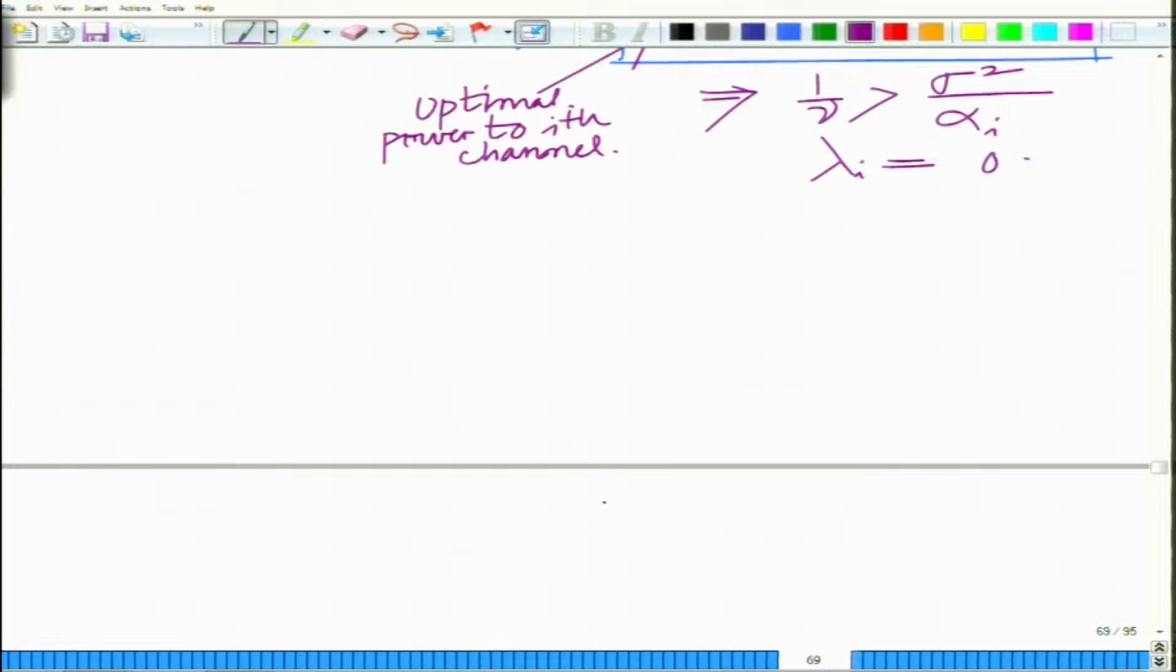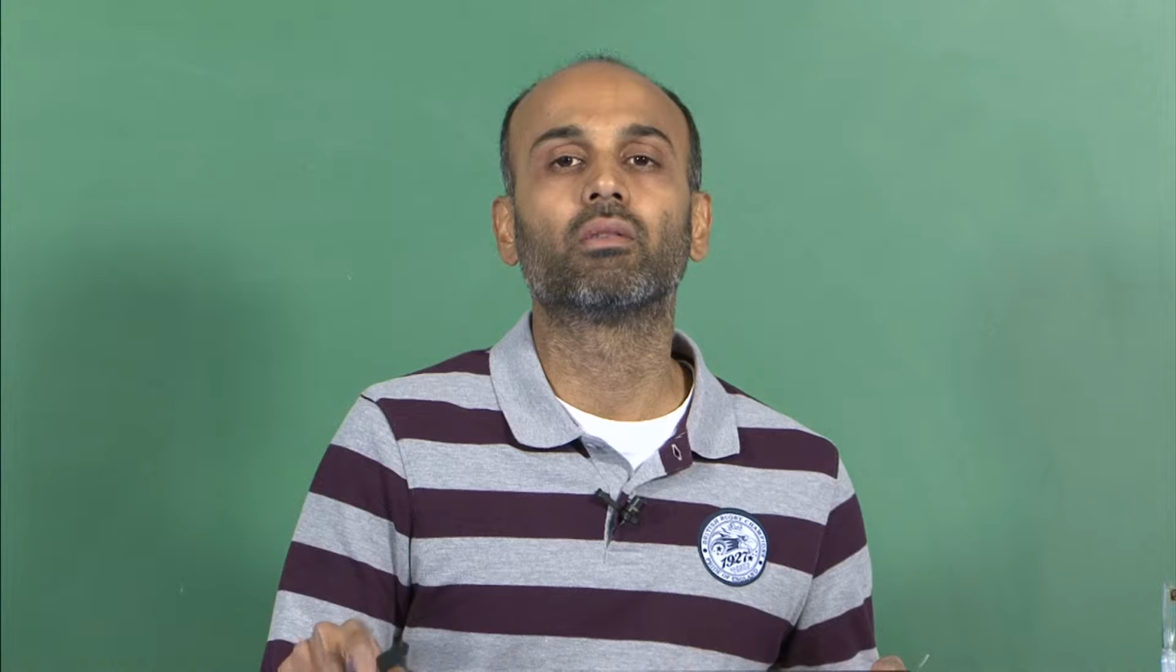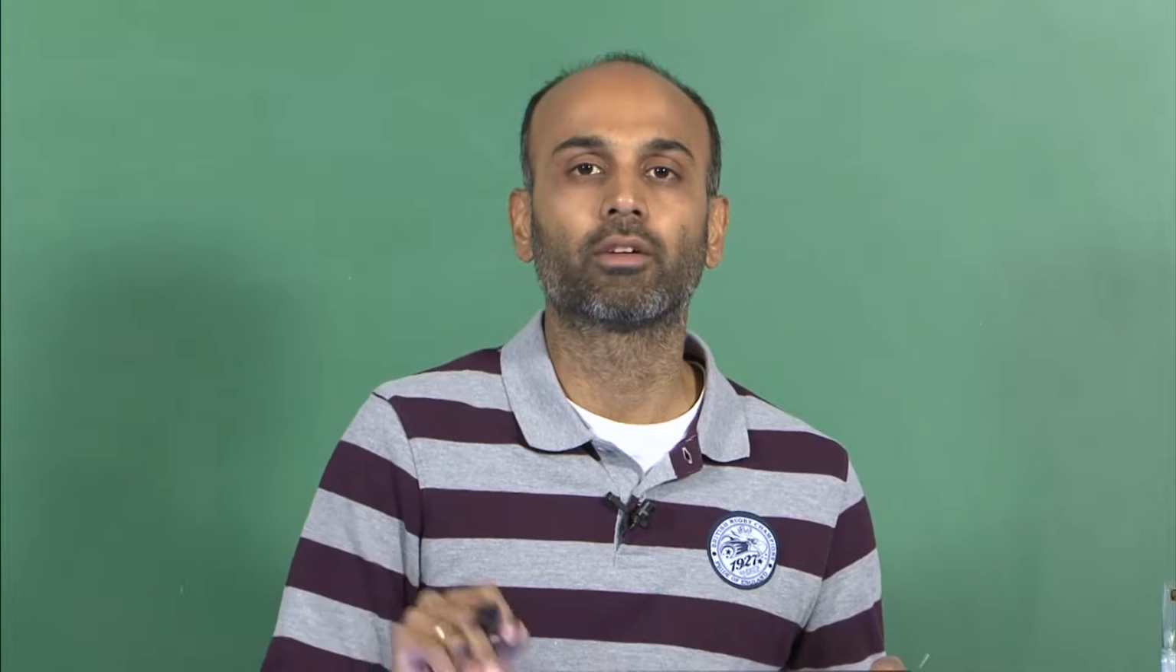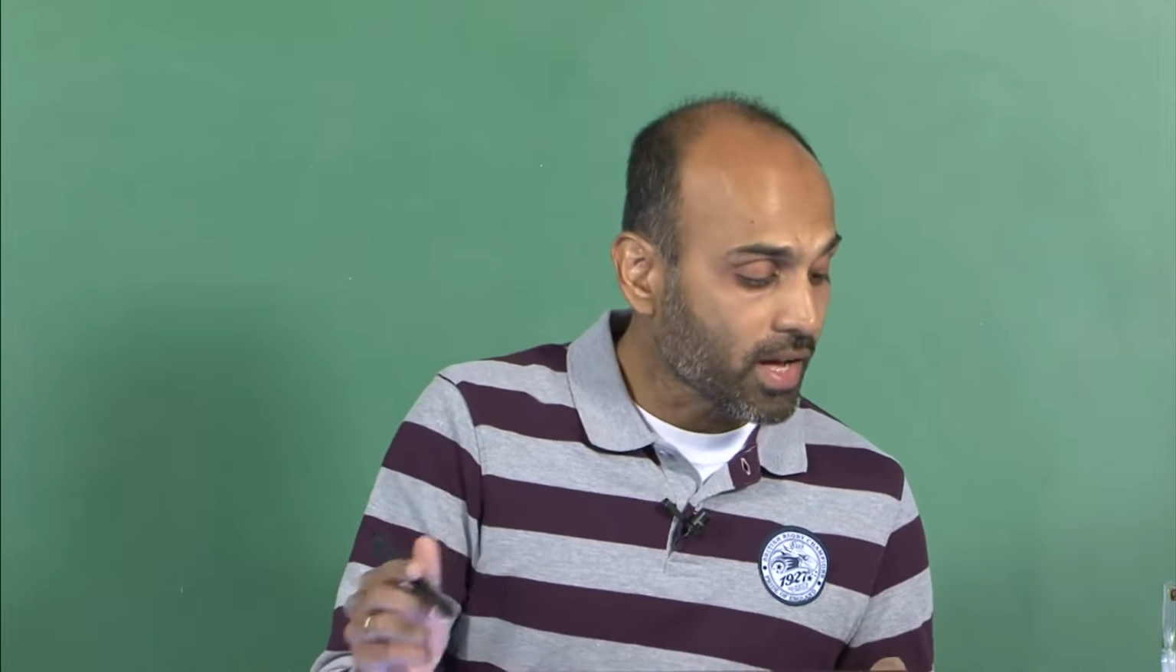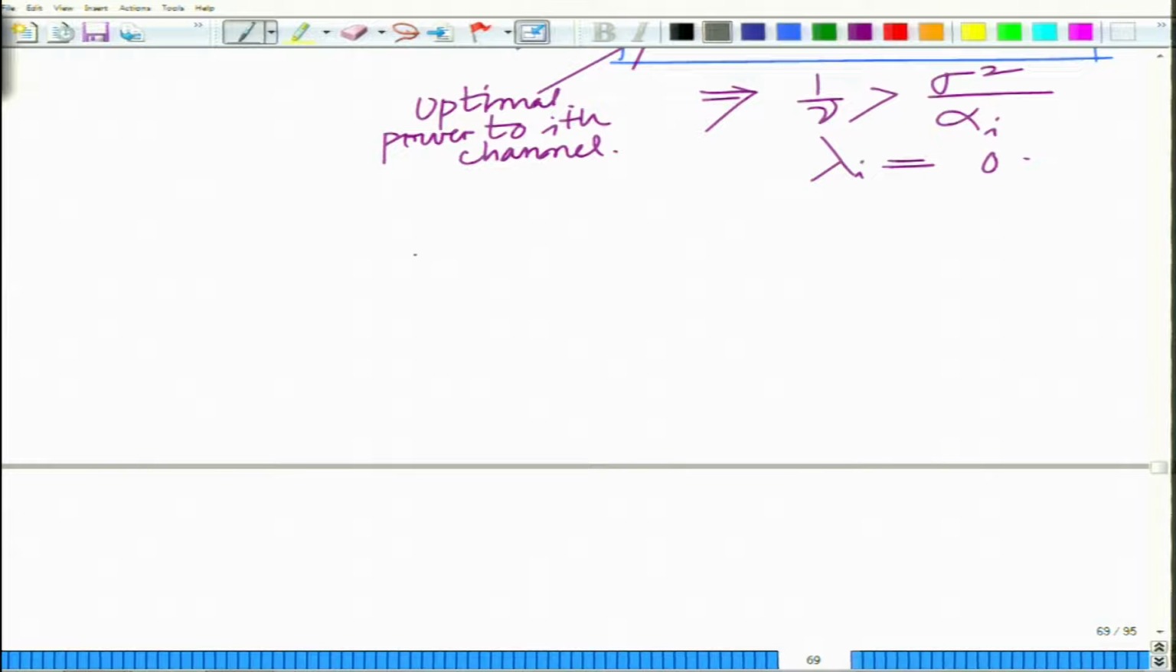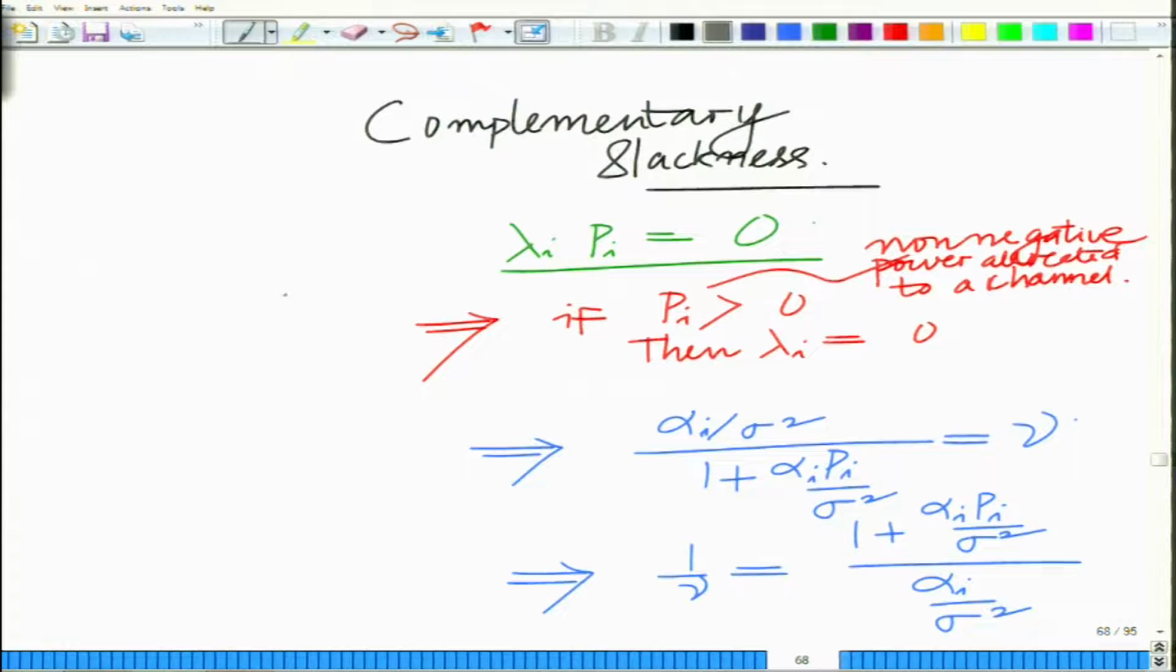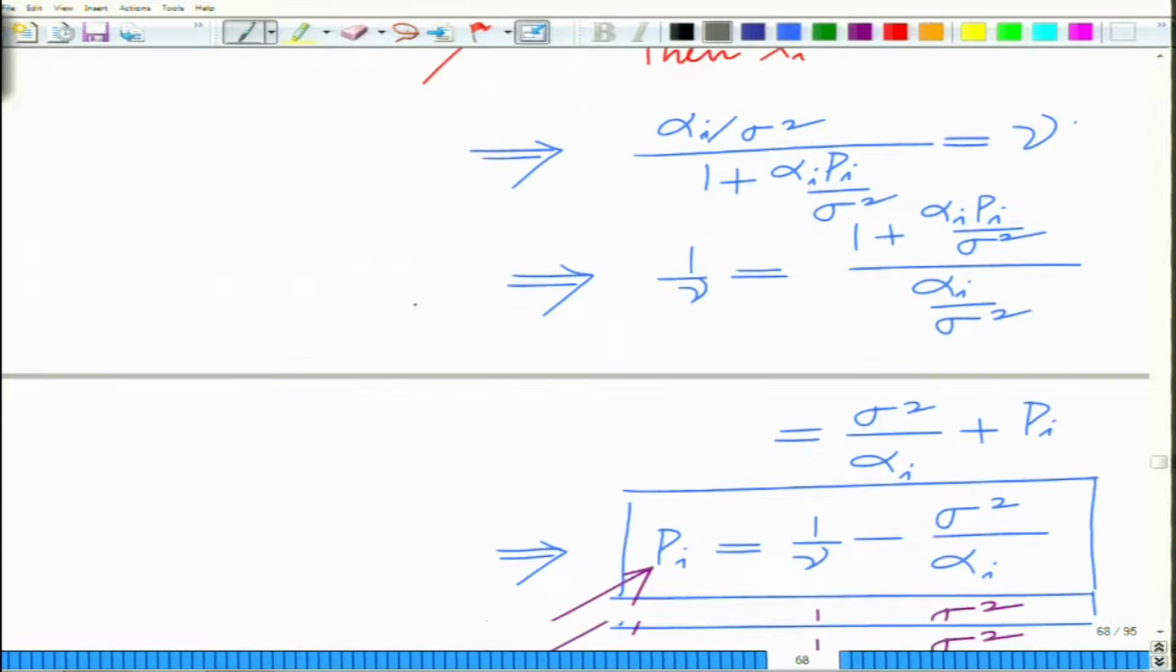Okay. So, that is 1 over nu minus sigma square divided by alpha I, which implies that 1 over nu is greater than sigma square over alpha I, because the power has to be non-negative. On the other hand, now if this is your case 2, the above is your case 1. Case 1 is Pi greater than 0.